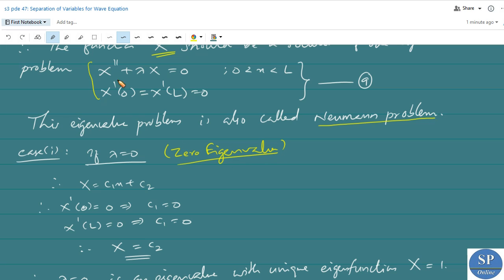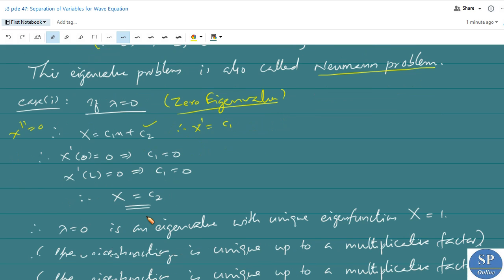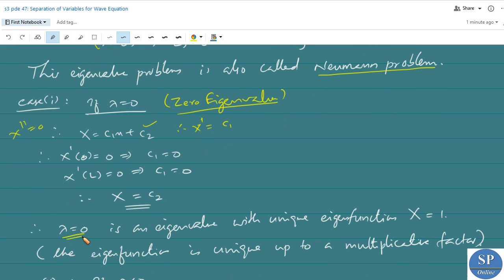So when lambda equal to 0, we have X double dash is equal to 0, and therefore X is equal to c1 x plus c2, where c1 and c2 are arbitrary constants. So X dash is nothing but c1. So X dash of 0 equal to 0 implies c1 equal to 0, and X dash of L equal to 0 implies c1 equal to 0. That means c2 is arbitrary. Therefore X is equal to c2, where c2 is arbitrary. Okay, so the solution of this eigenvalue problem when lambda equal to 0 is X equal to an arbitrary constant. So lambda equal to 0 is an eigenvalue with unique eigenfunction X equal to 1.